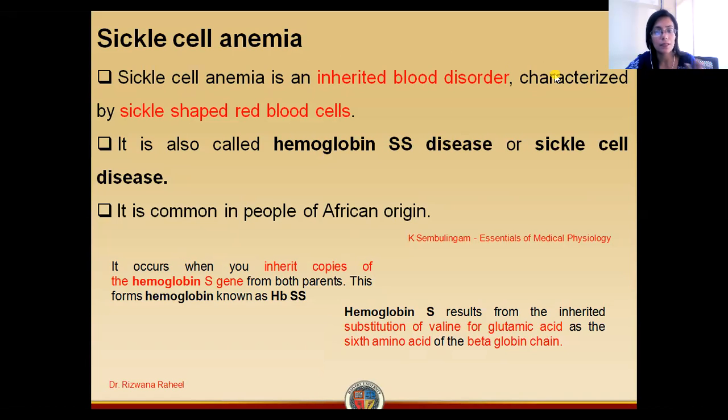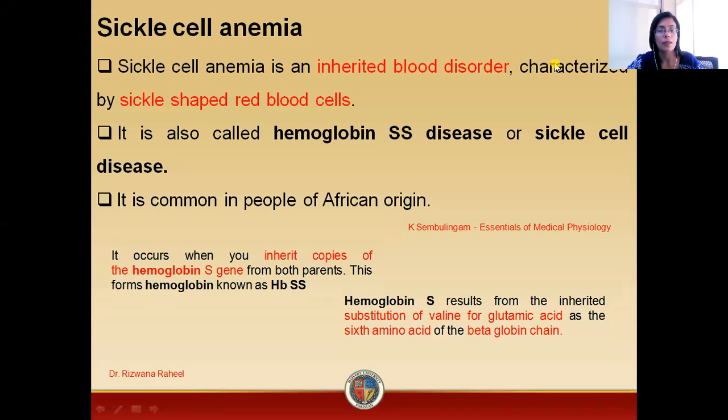What happens in this case, the individual will inherit a defective gene, a gene that is hemoglobin S, from both of the parents. He will inherit copies of the hemoglobin S gene from both parents, that is from mother and from father as well. Now, the infected person has hemoglobin SS. So, it means he is suffering from sickle cell anemia.